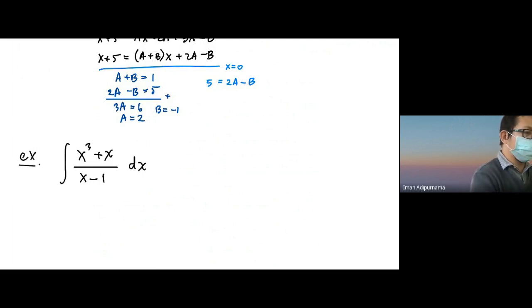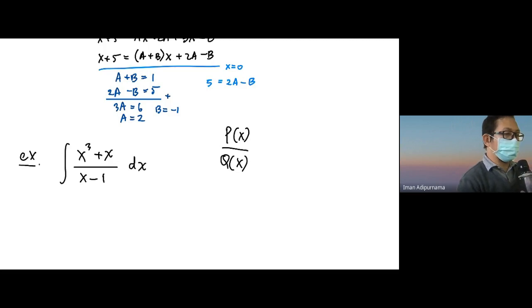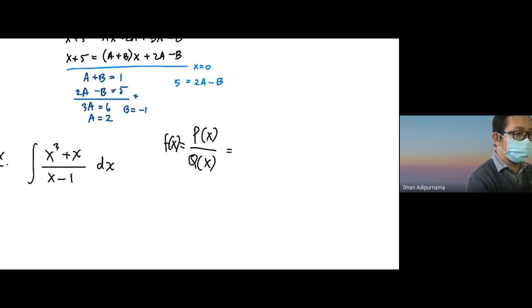Now, if we imagine the fractions as f of x over g of x, or maybe not fg, maybe p over q for rational functions. So if our function is defined as p over q, sometimes we can change this into this form.